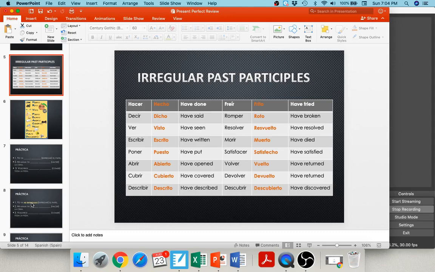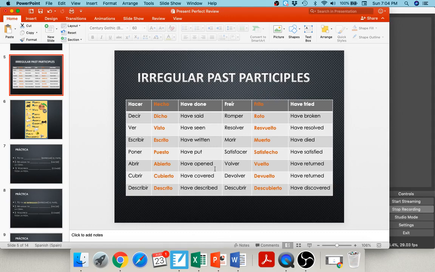The store has opened. Cubrir, cubierto. Describir, descrito. Descubrir, descubierto. Devolver, devuelto. Volver, vuelto. Satisfacer, satisfecho. Morir, muerto. Resolver, resuelto. Romper, roto, and freír, frito. This is a lot, right? So the best thing to do here is to memorize these.